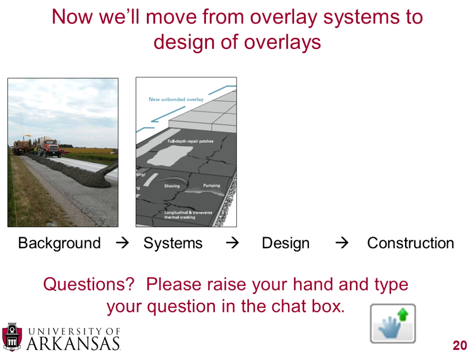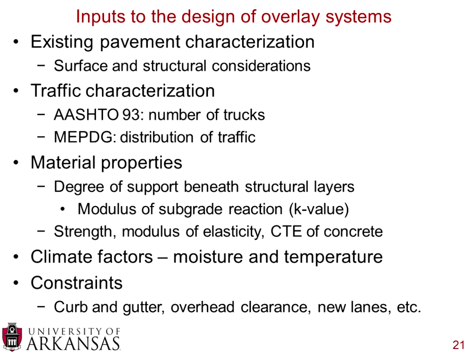So those are the 6 different types of systems. And now we're going to go on to an overview of the design of these systems. So we're thinking about what sort of inputs we need to provide when we design the overlay systems. First, you need to characterize the existing pavement, and that includes doing the surface analysis and also figuring out the structural condition of it.